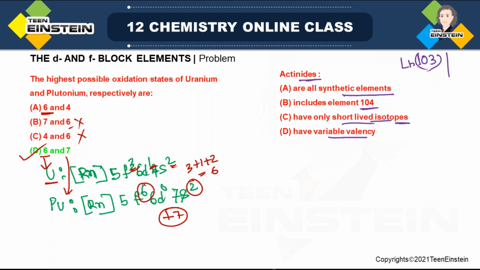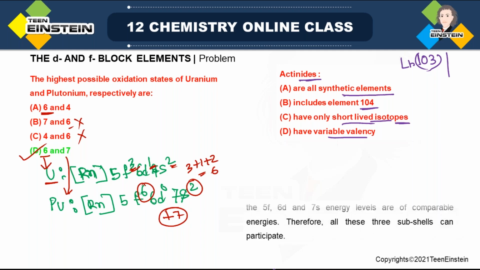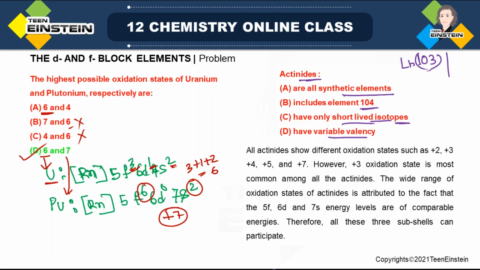Variable valency. Now this is true. Remember, starting from +2, you can even have a +7 oxidation state. So all actinides show different oxidation states, such as all these. However, +3 oxidation state is the most common among all the actinides. But all this range is observed. So they have variable valency. That is correct.